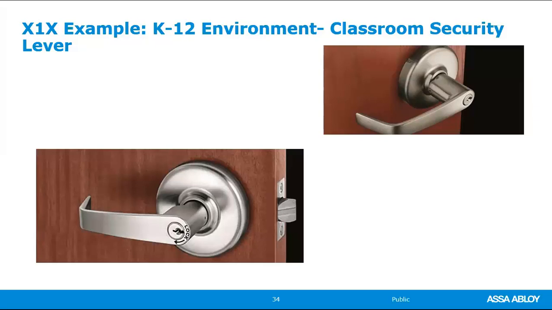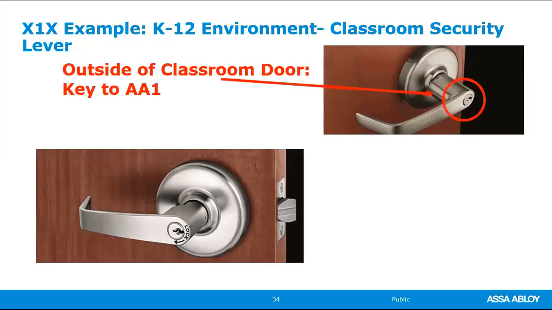You may say to yourself, why isn't there just a push button there? Because if there was a push button there, then the teacher doesn't control if the door is locked or unlocked. The students could control that. With the key, now the teacher controls it. So the outside of the classroom door would be keyed to AA1 as normal.